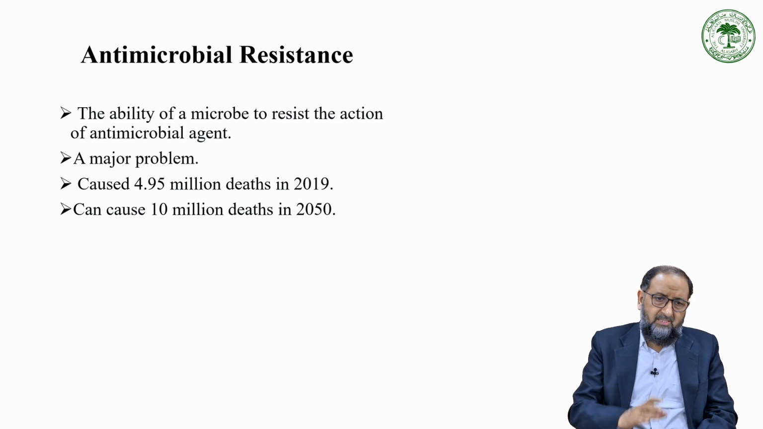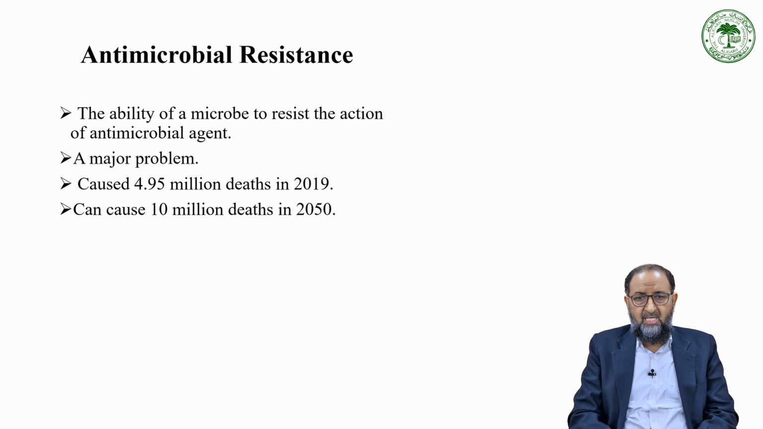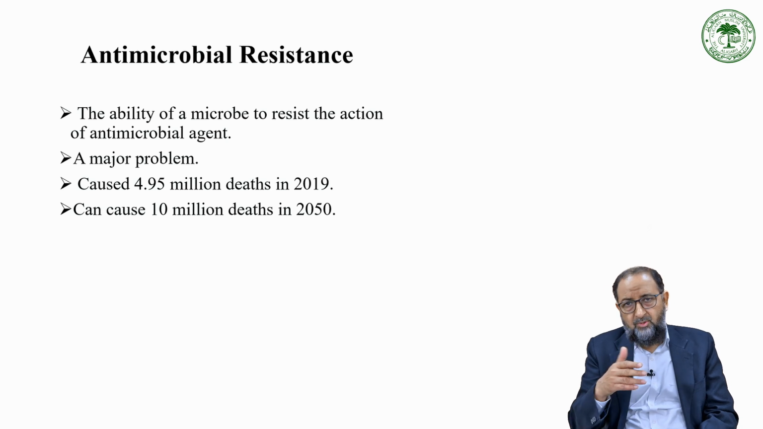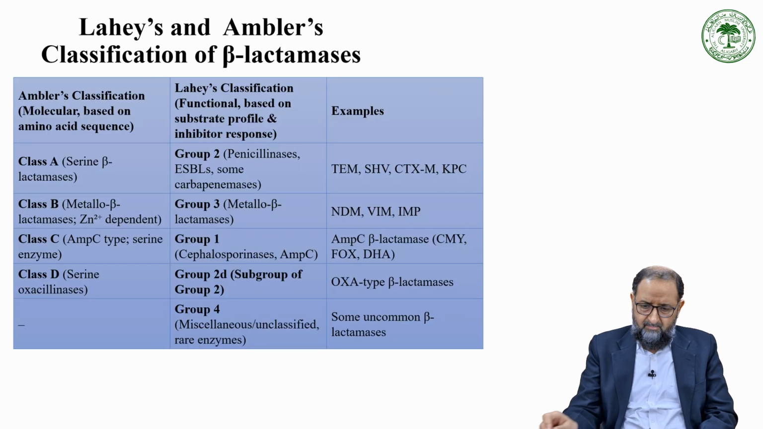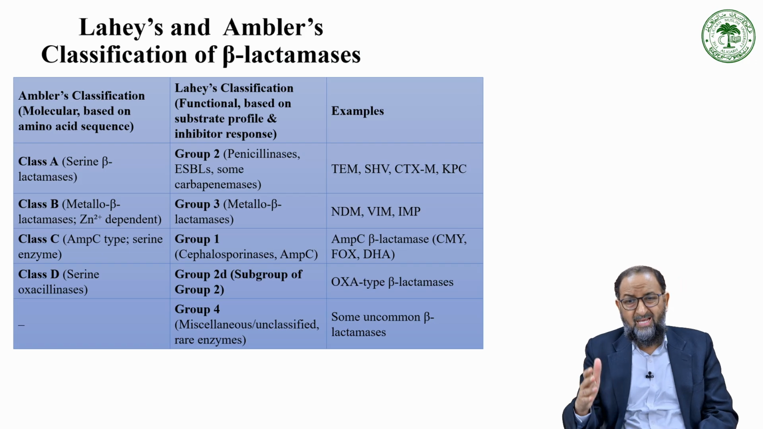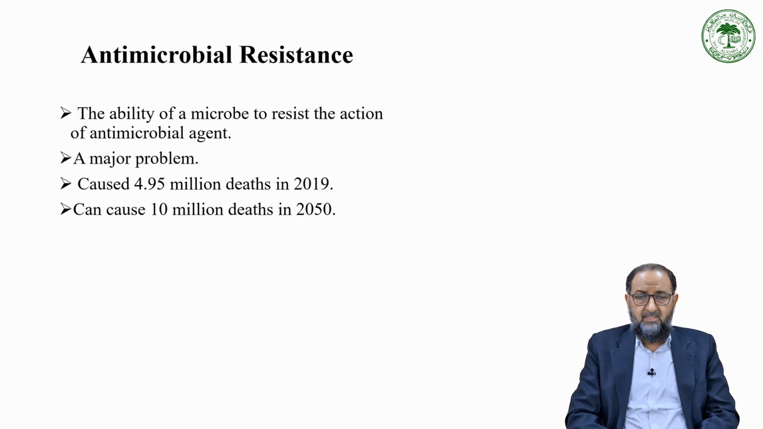Now, why is this data showing 10 million people dying by 2050? It is because of the spread of this resistance. You can ask a question: how is resistance developed, or how does this spread take place? These are all genes that we talk about, like TEM, SHV, CTX-M, KPC, NDM, VIM, and there are a number of variants. All these genes are called ARGs, antibiotic resistance genes, and they are responsible for developing resistance in bacteria.